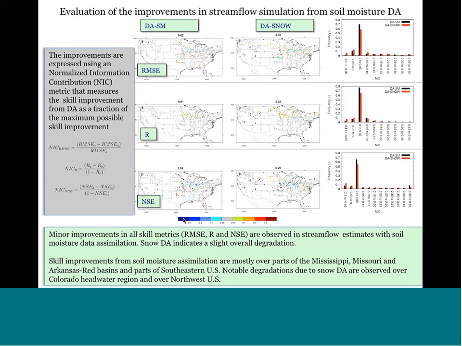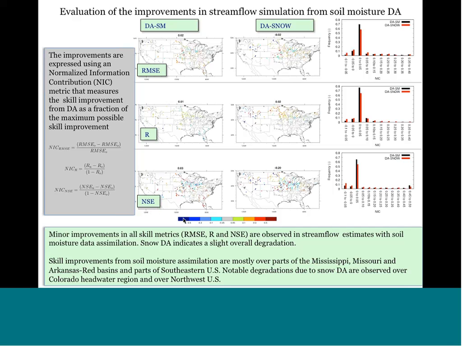So what we're looking for is to show you warm colors. The warmer colors indicate an improvement in this metric. The cooler colors indicate a degradation. So if you look at the 2 columns, the column on the left is the change in these normalized information content metrics due to soil moisture assimilation. The right column is the change due to snow assimilation.